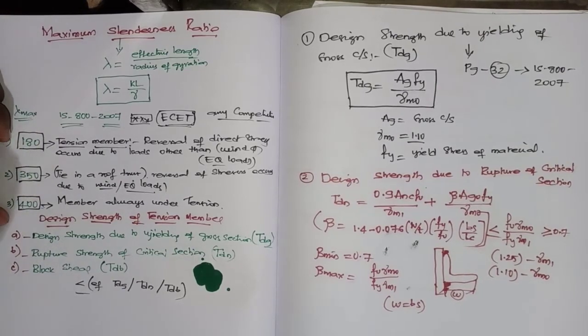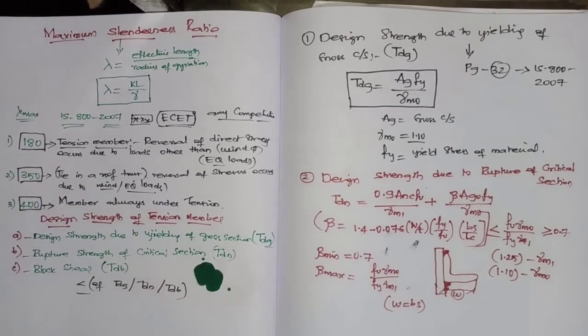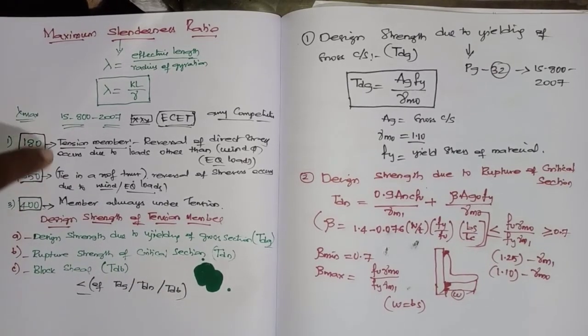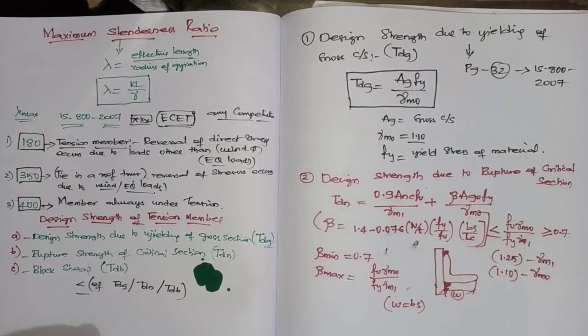Suppose the member is used in a roof truss. In a roof truss, there may be a chance of reversal of stresses that occur due to wind. So this value will be used, and these three values are very important in your competitive examinations, especially for the ESET examination. It is very, very important.